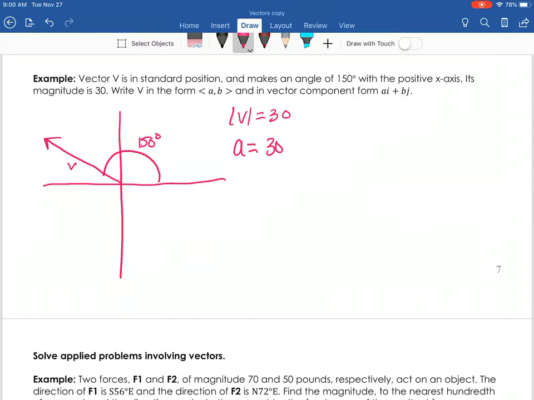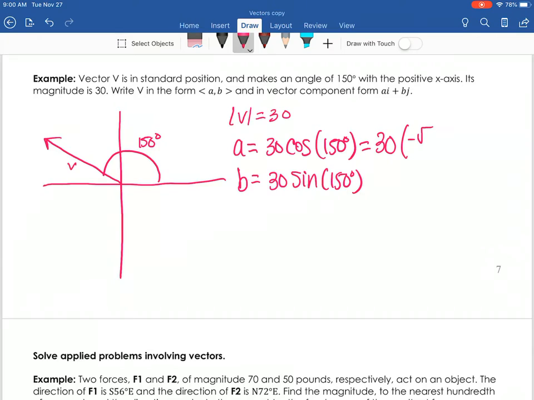So I'm going to take 30 times cosine of 150 degrees. That's going to give me my a, and my b is going to be 30 times sine of 150 degrees. Cosine of 150 is negative square root of 3 over 2. So that's going to be minus 15 square root of 3 when I divide out that 2. Take the 30 divided by 2, that gives me a 15. Sine of 150 is a half. So I'm going to take 30 times a half, and I'm going to get positive 15.